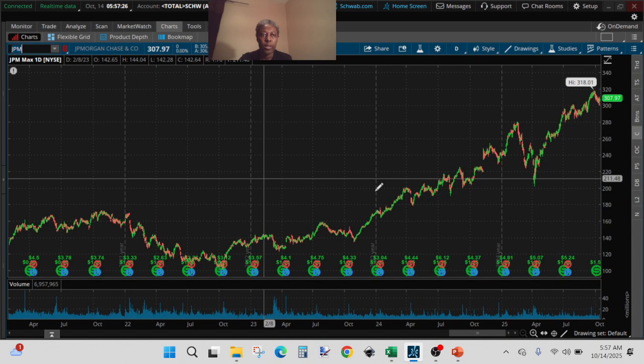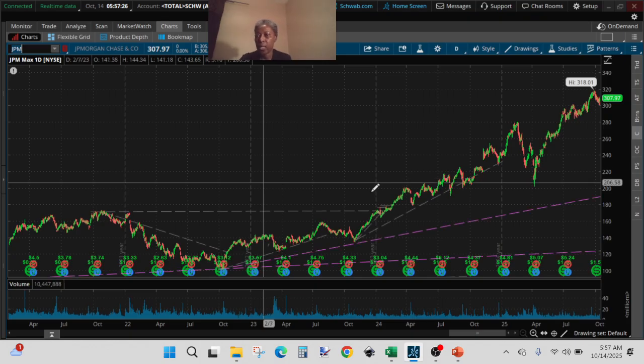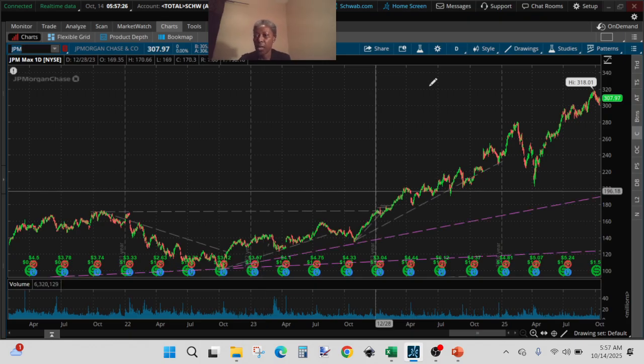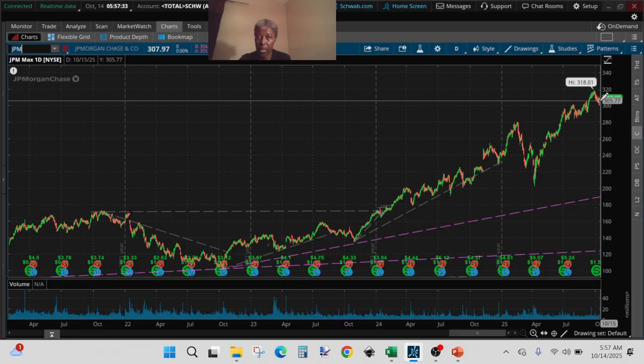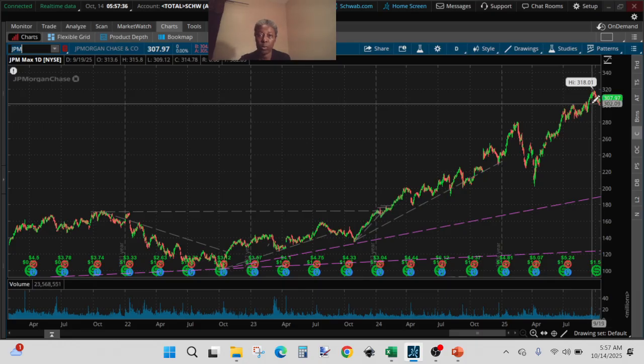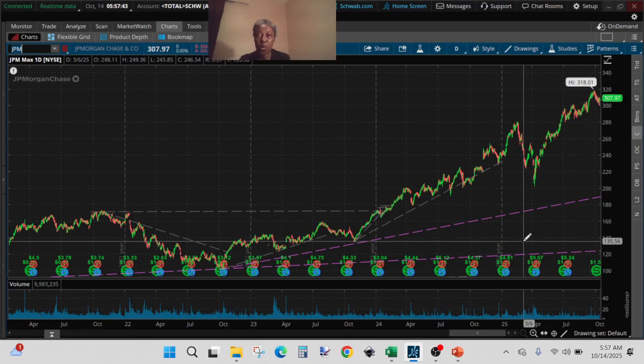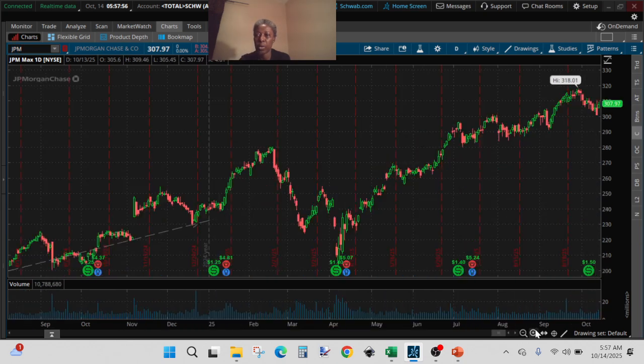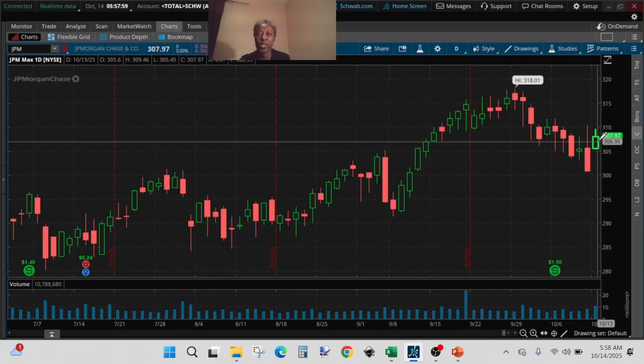So JPM, to read this chart, we are going to take a look at where the price is right now. And today is October 14, 2025. The market closed yesterday and has not opened today yet. And the price is highlighted in green. So that means yesterday the price went up. The price at the end of the day was higher than the price in the morning. So the bar will be a green bar. The price went up that day.